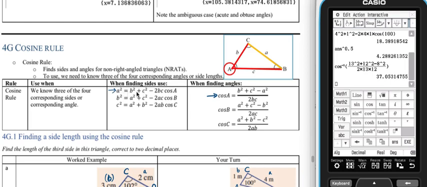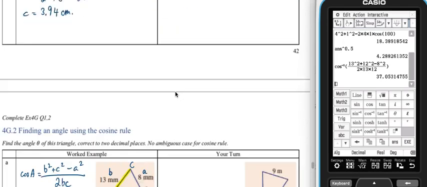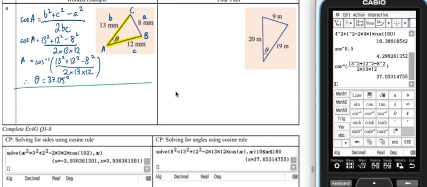A squared is equal to b squared plus c squared, take 2bc cosine A. So I write that out: A squared is equal to b squared plus c squared minus 2bc cosine A. I sub in my values, and I've got this equation here.